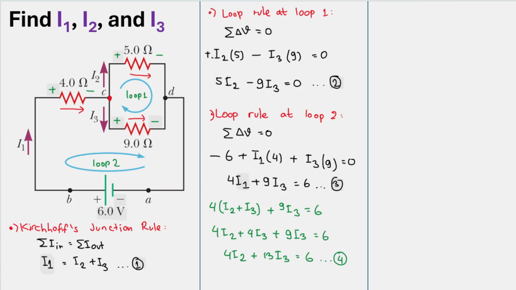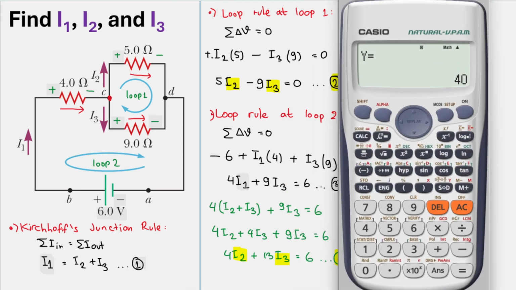Okay, but here in equation number 2 and number 4, we can solve it, right? Because this one is I2, this one is I2, and this one is I3, and this one is I3. That is 2 variables with 2 equations. So let's solve 2 and 4. And the fastest way to do it, I think I will use a calculator, right?